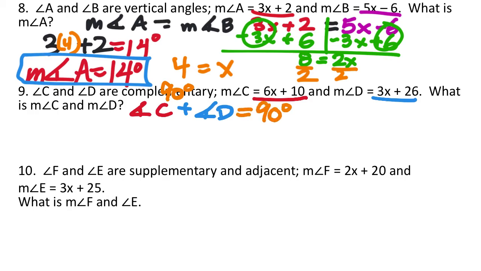Right? Well, what do we know about angle C? Well, angle C is 6x plus 10. And what do we know about angle D? It's 3x plus 26. So if I took those two angles and add them together, I should get 90 degrees. All right?